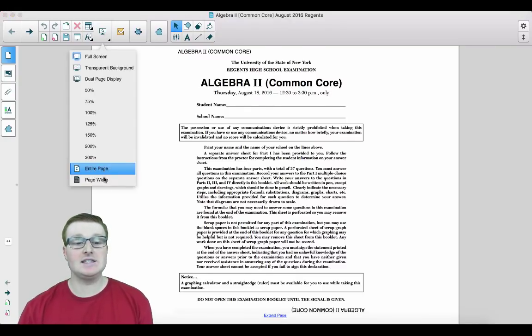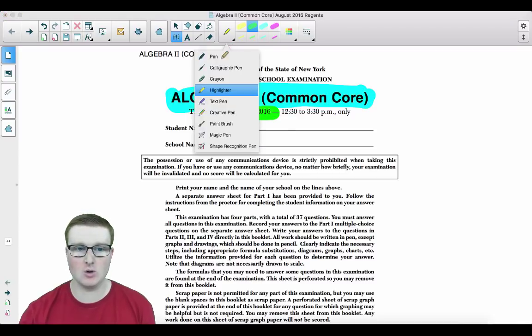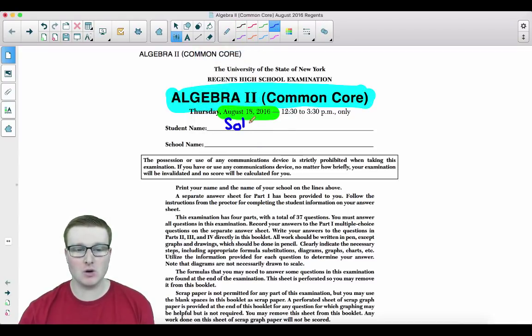This is the Algebra 2 Common Core Regents exam for the August 2016 administration. This is the second exam of Algebra 2 Common Core. These are going to be the solutions to Part 1, questions 1 through 12 of this exam.